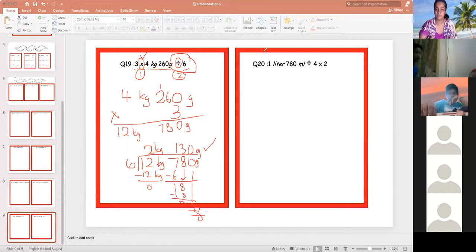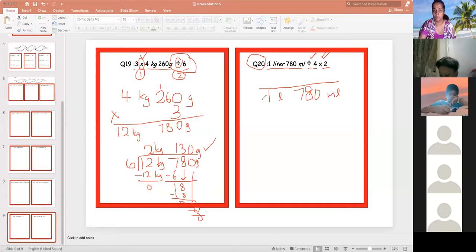Very good, Levish. All right. Number 20. 1 liter, 780 milliliters, divide by 4 times with 2. According to the rules of BODMAS, division and multiplication is in the same group. So you do division first, followed by multiplication. So you take 1 liter, 780 milliliters, and divide by 4.